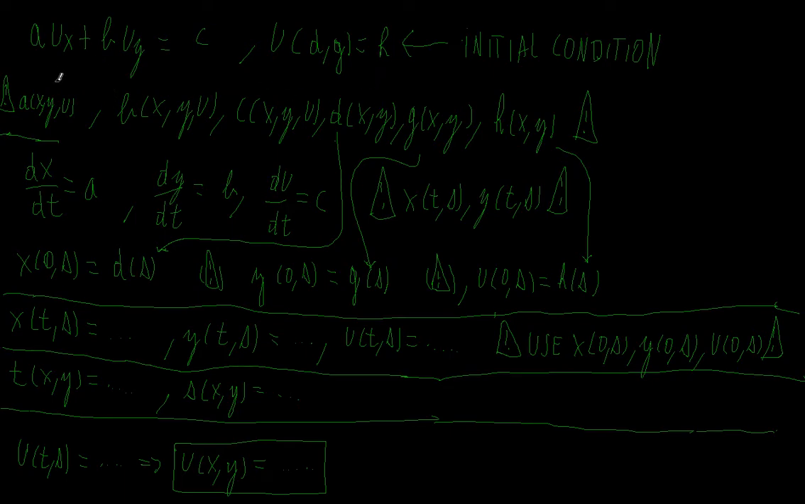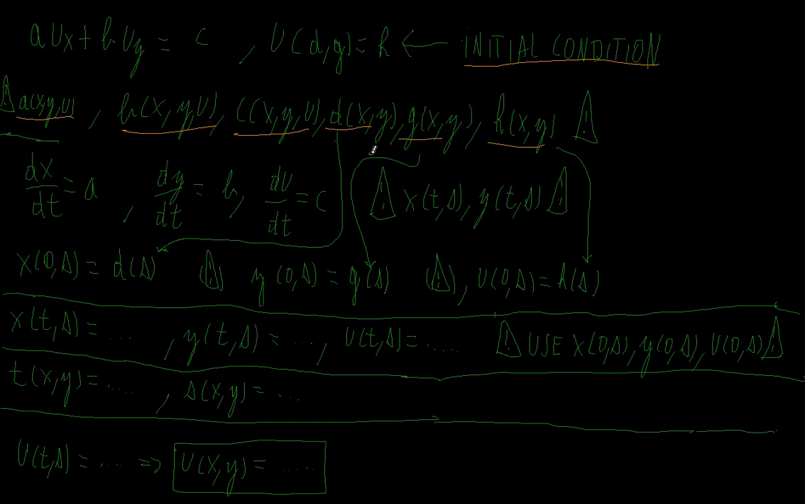So how do you solve a partial differential equation using the method of characteristics? Suppose you have a partial differential equation, a times u sub x plus b times u sub y is equal to c, and you have the initial condition u of d and g is equal to h, where a, b, and c are functions of x, y, and u, and d, g, and h are functions of x and y.